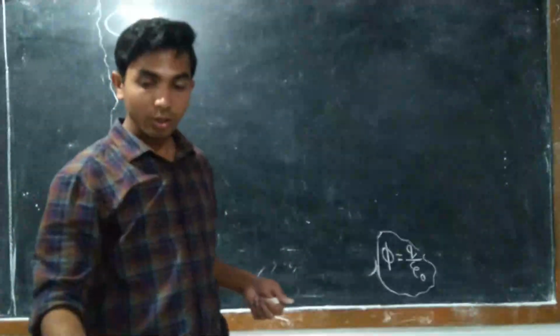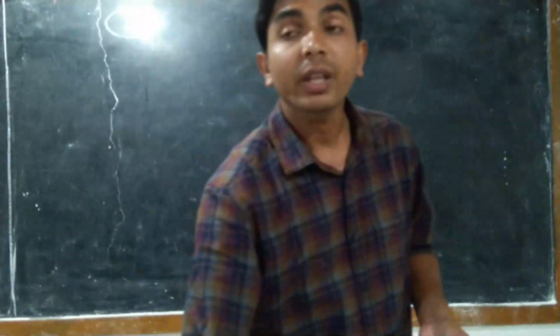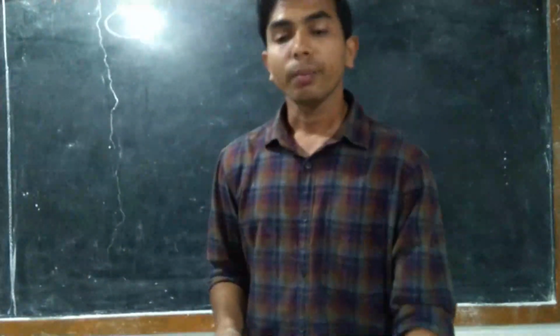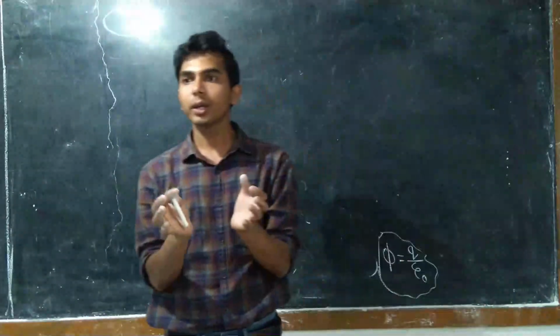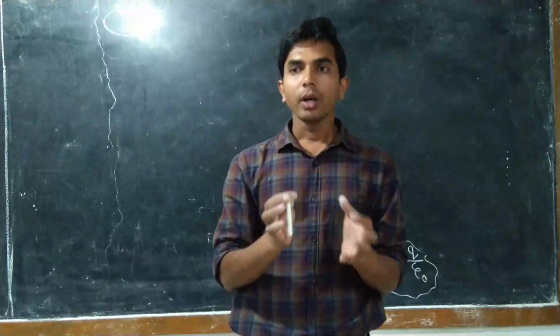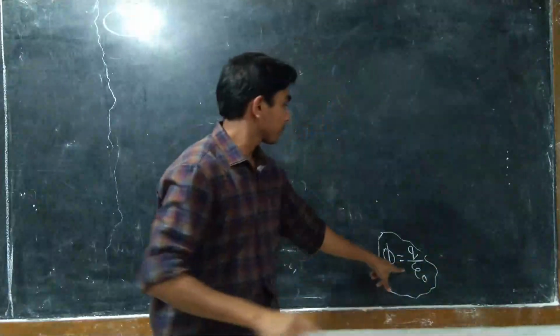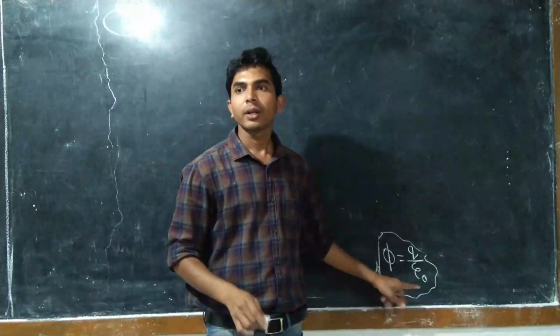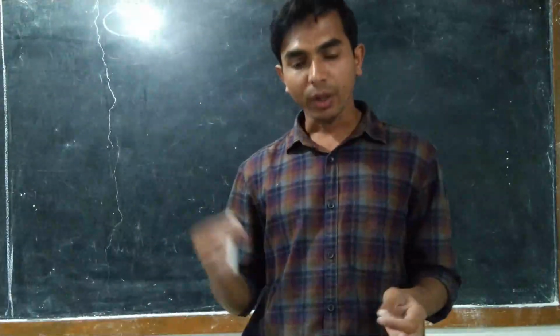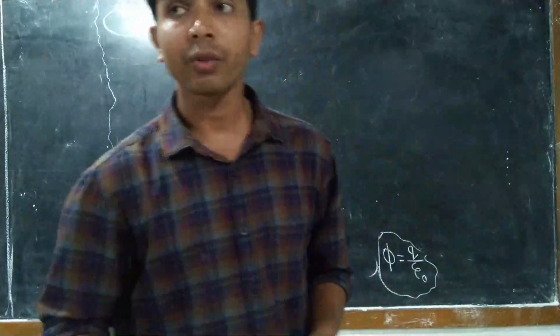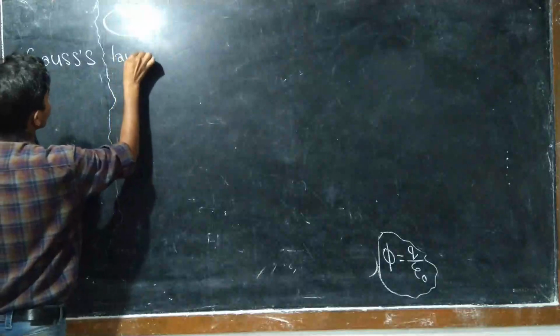So what is Gauss law? Gauss law is basically total flux passing through a closed surface, which is equal to Q by epsilon 0. That statement is known as Gauss law. So first I am going to write the statement of Gauss law.